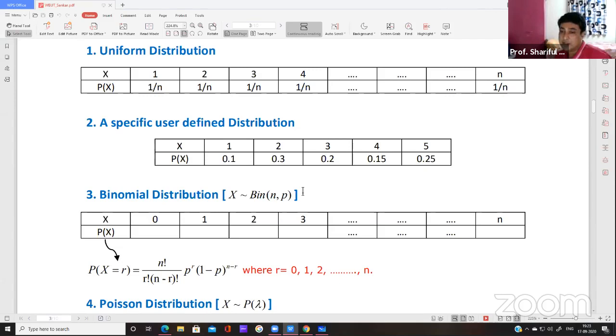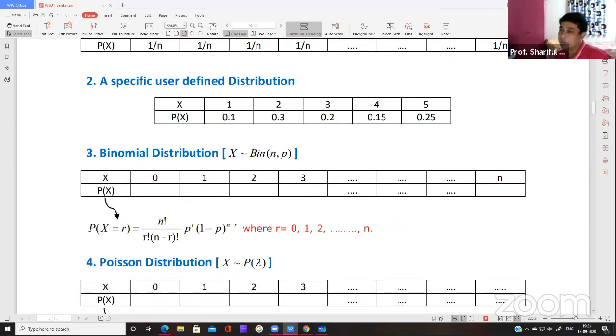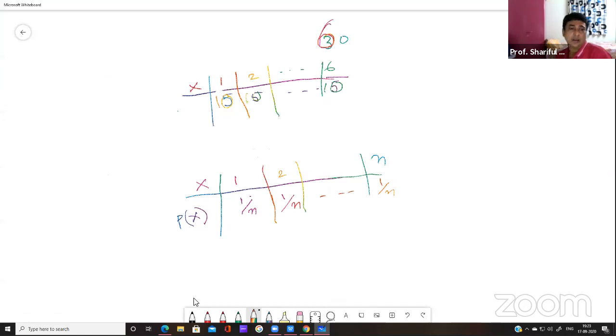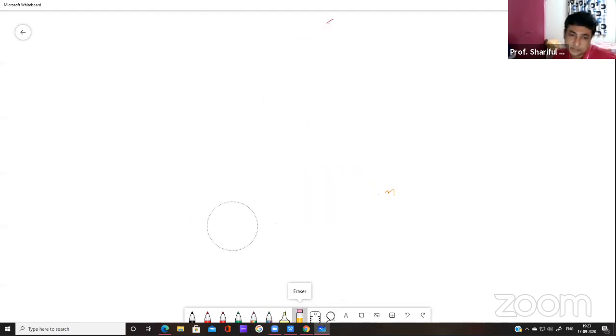But there are some standard distributions, for example, binomial distribution, Poisson distribution. Let me describe the fundamental concept of how this binomial distribution comes up in our real life problems. Maybe most of your students are habituated to this kind of problem, but let me describe how this binomial distribution comes up. Let's consider this kind of scenario. Suppose there is a shopping mall.